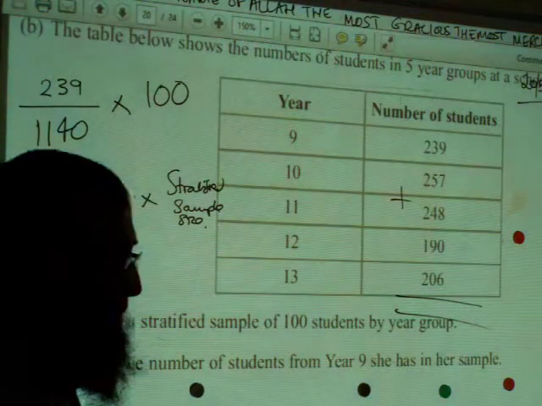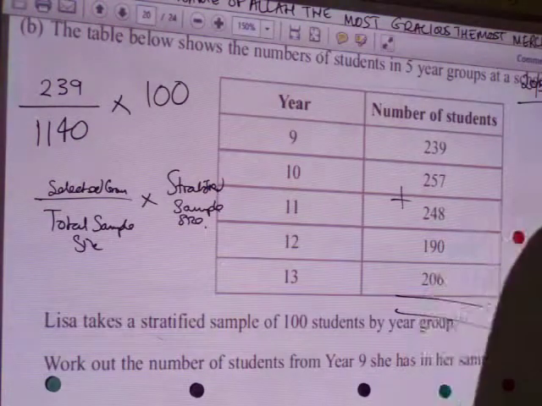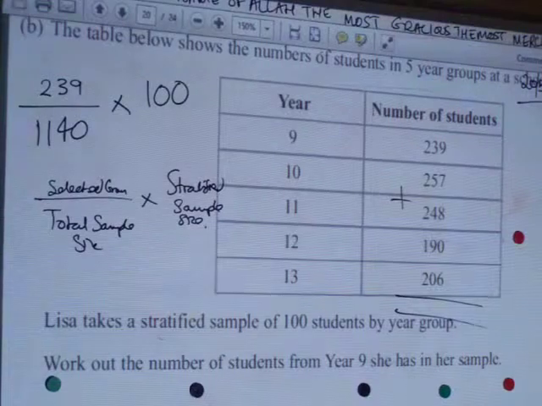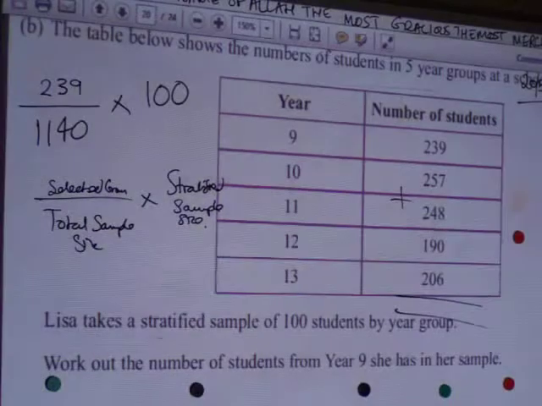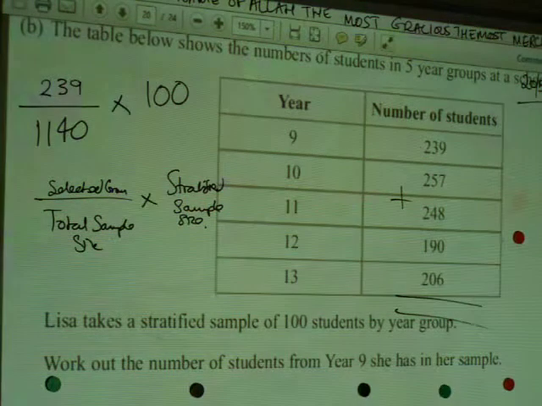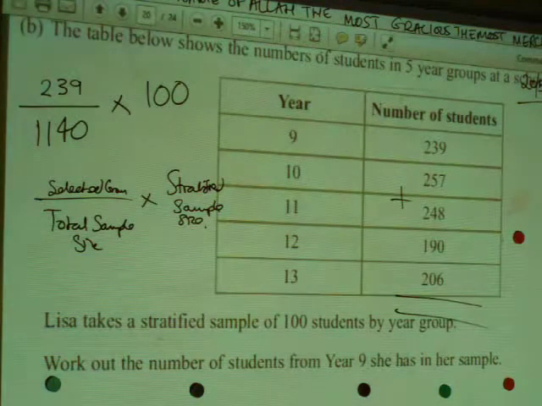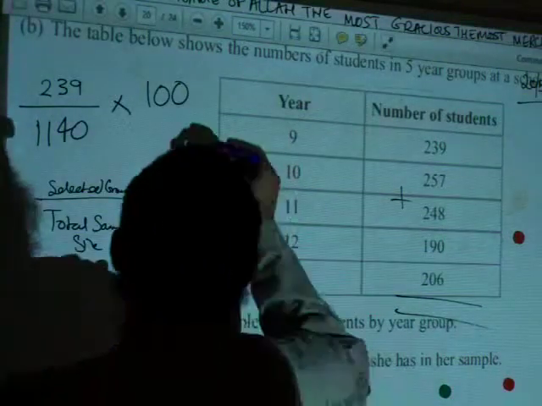I got 20.9649. Okay, Samia's got 20.9649122. Okay, what you got, Isa? 20.96, yeah? Yeah, 96. Okay, good. So that gives us an answer.